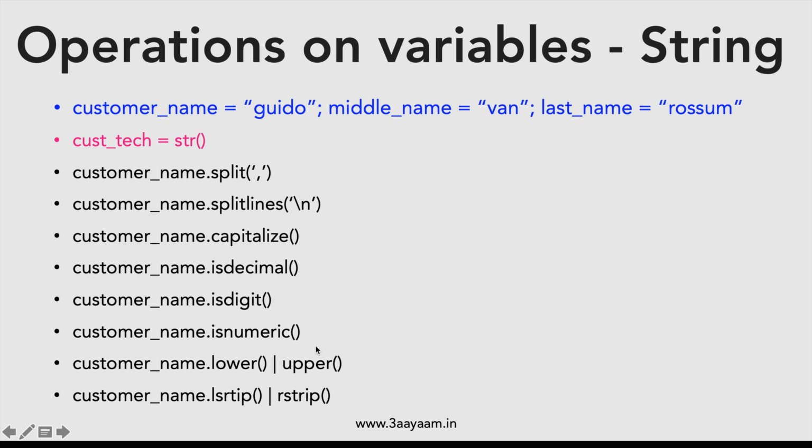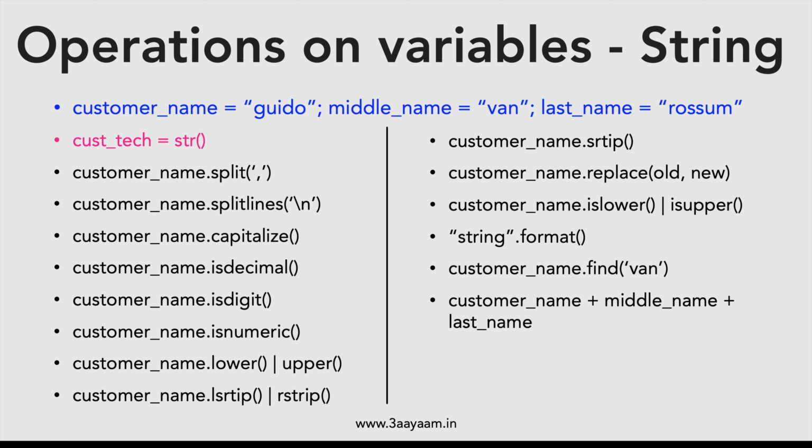Then you have lower and upper. They change all the letters to lowercase or uppercase. Then you have left strip and right strip. In left strip, the blanks at the beginning would be removed, and in right strip, the blanks at the end would be removed. There are a few other operations also, like strip. If you use strip, all the blanks at the beginning and the end would be removed. Then you can replace a string also.